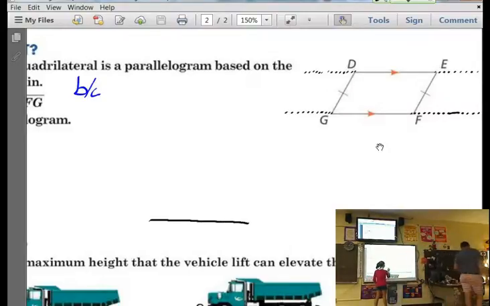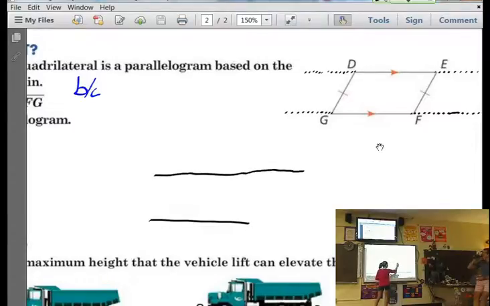If this went farther, then this would have to be longer than this one to account for it. Same thing if it's shorter. Since they're congruent, these two have to also be congruent, because this isn't congruent. I completely agree.